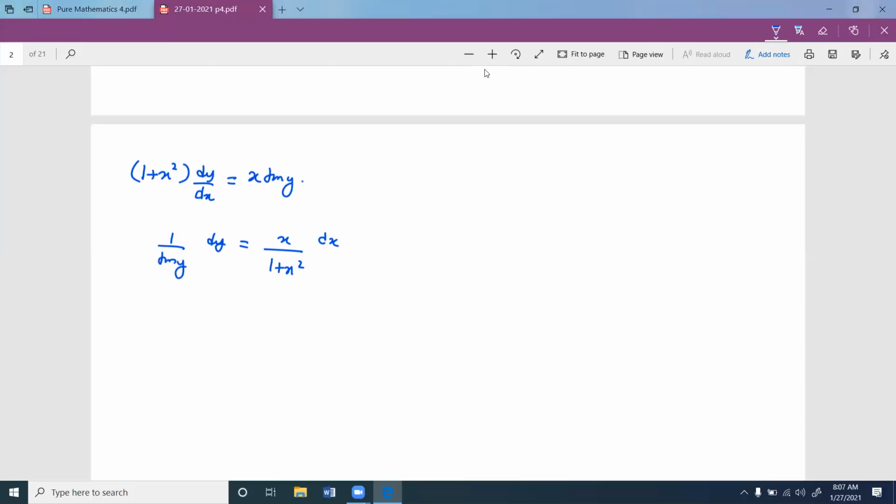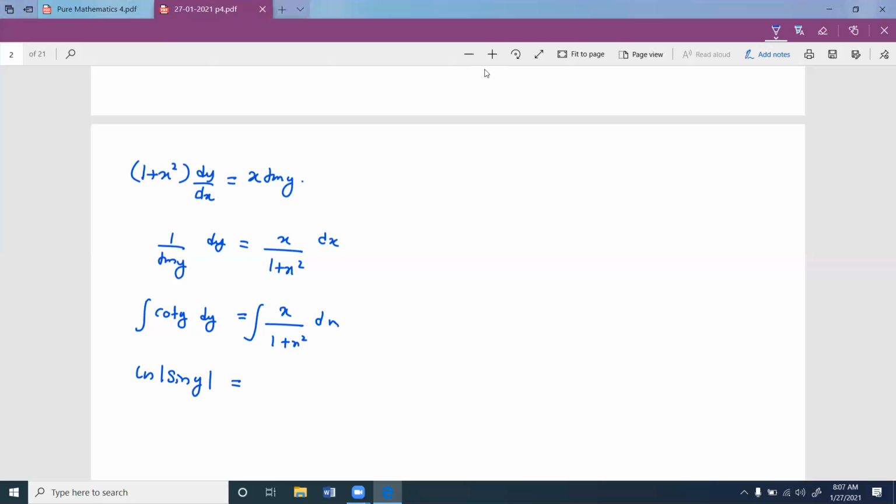Then we know that 1 over tan y is equal to cot y. So cot y dy is equal to x over 1 plus x squared dx. Then you can integrate both sides. We know that the integration of cot y is ln sine y. You should remember these integration formats.